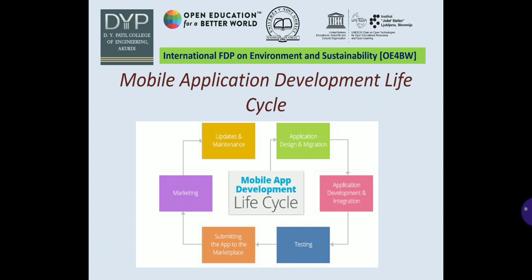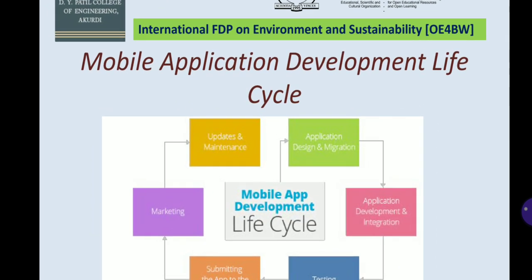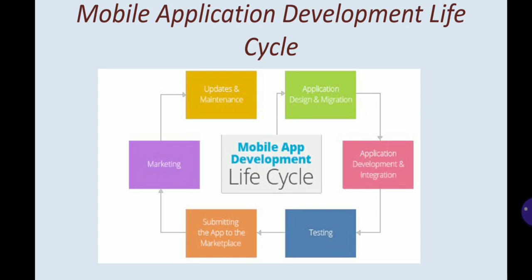This consists of six different steps. First is application design and migration. This is a very important step. While developing a mobile application, we must be aware of how we are going to design it. If the design is perfect, then our application is very good. Then there is migration. Sometimes we have to migrate from one version to another version.